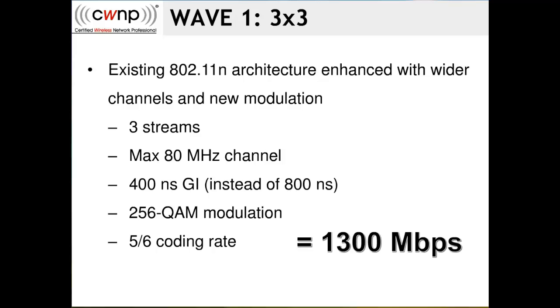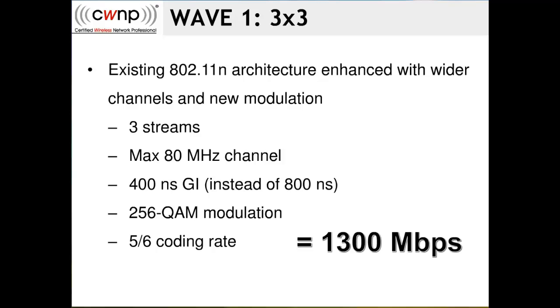Now, that was there in the latest 802.11n devices. So the existing 802.11n architecture from a physical implementation of the number of radios is still there, but it's enhanced with wider channels and new modulation. So we've got 3 streams, a maximum of an 80 megahertz channel in the devices that are coming out, 400 nanosecond or 800 nanosecond, but the short guard interval is 400 nanoseconds. And so this means that the delay between the communications of frames is half the weight.